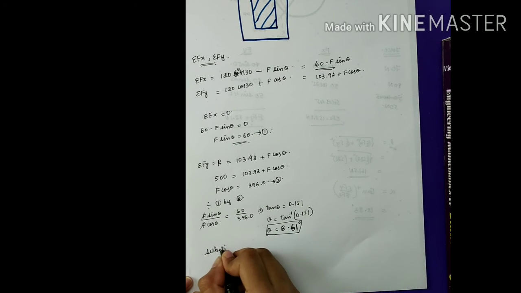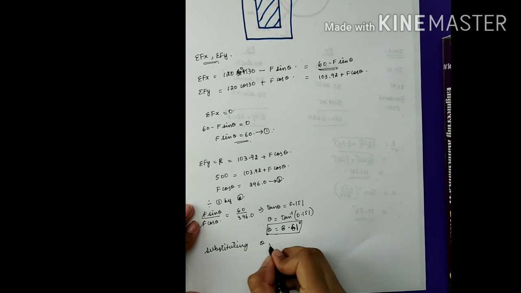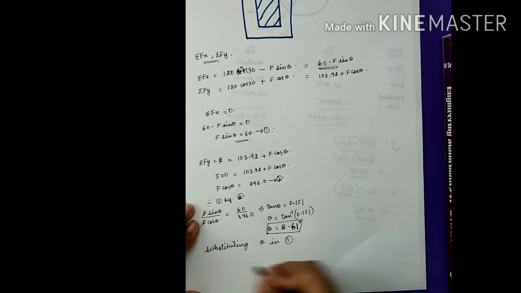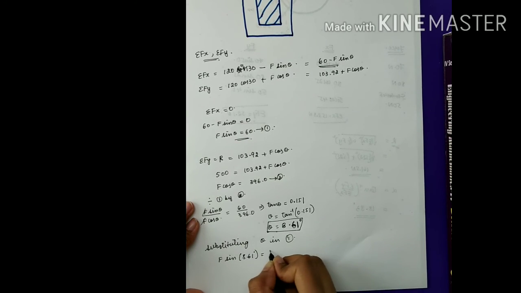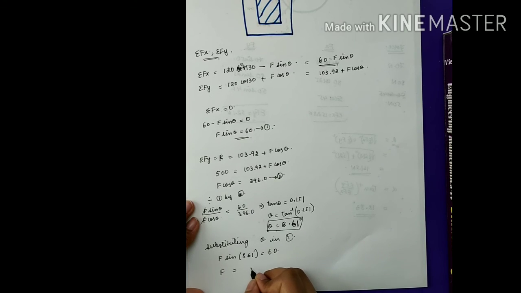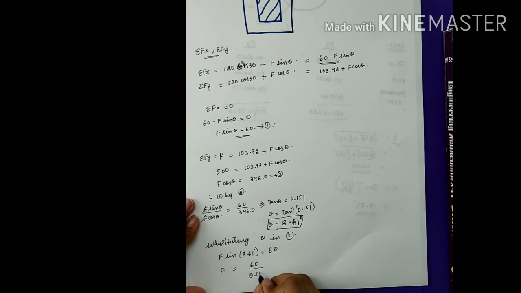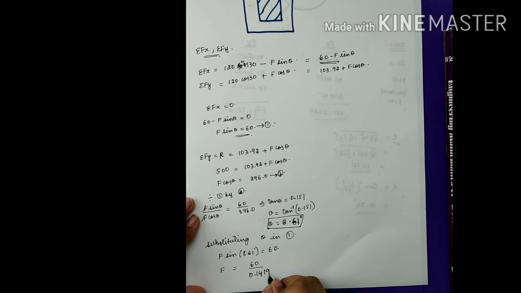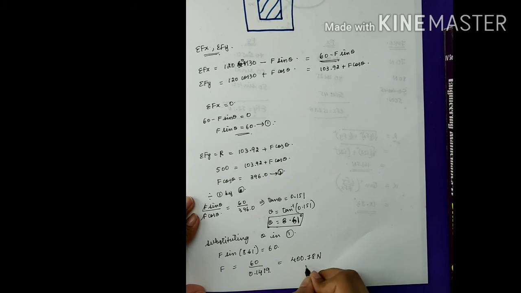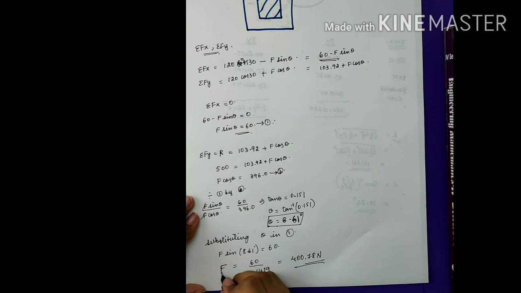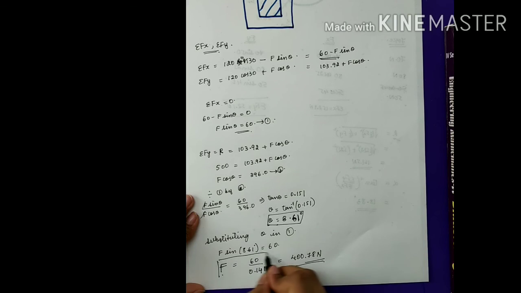Substituting theta in 1, we have F sine 8.61 degrees equals 60. So F equals 60 by sine 8.61, which is 60 by 0.1419, which is nothing but 400.78 Newton. So this is your F. We have calculated F as well as theta.